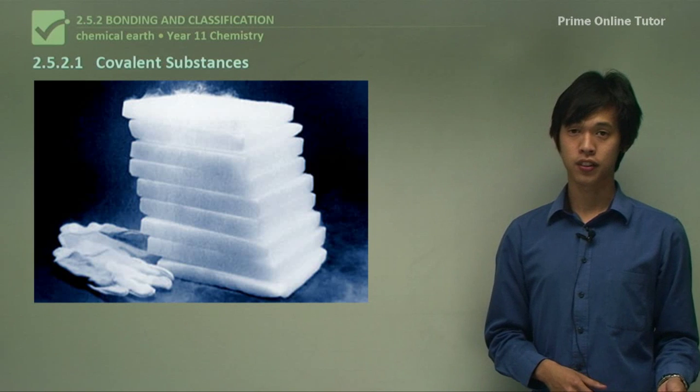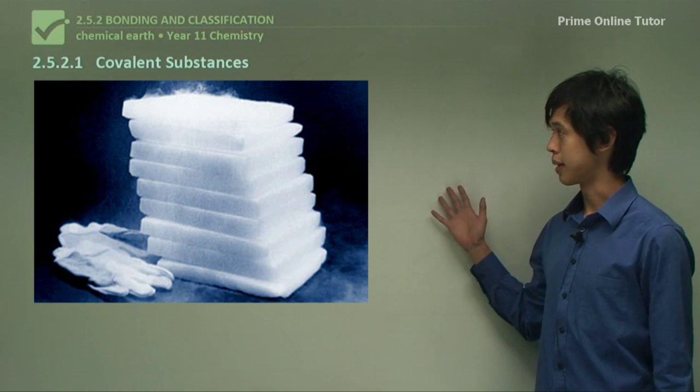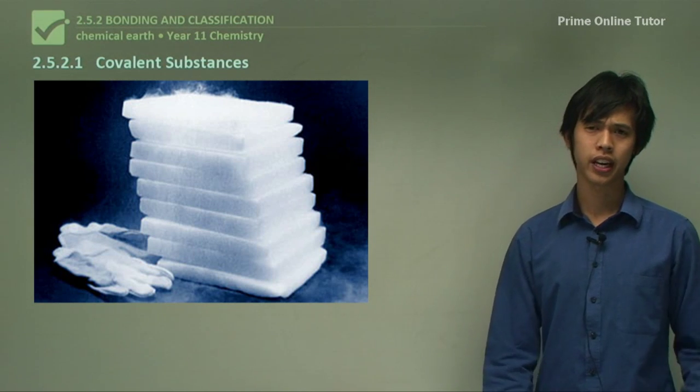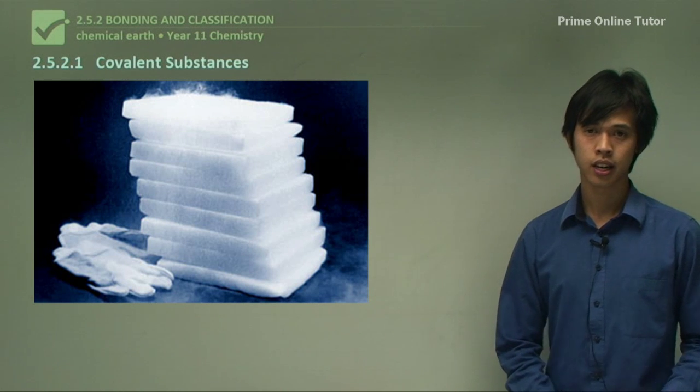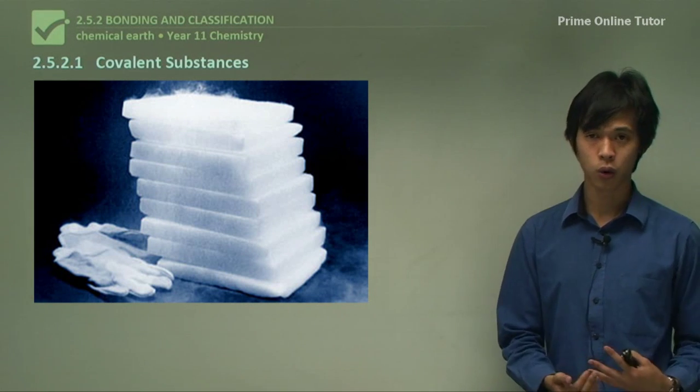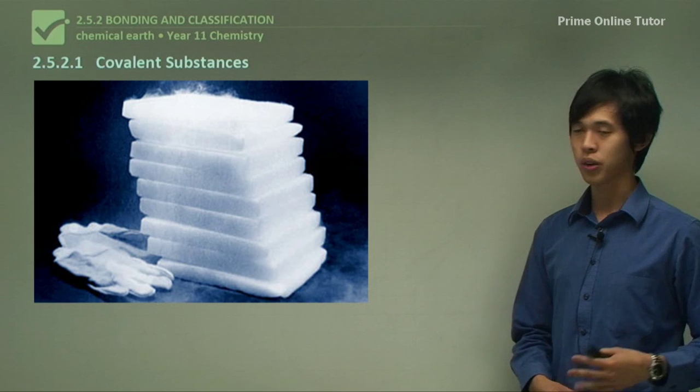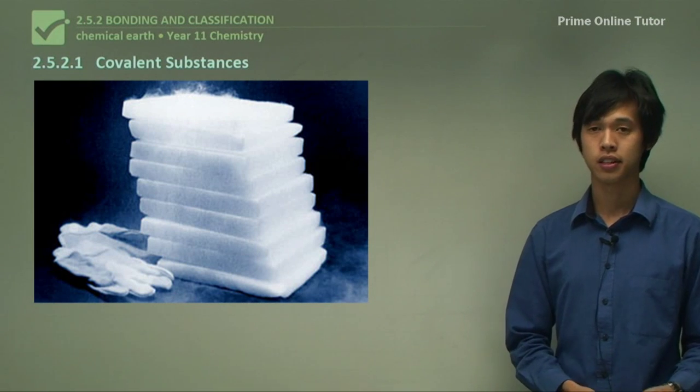Our first section for today is covalent substances. So we're going to look at what a covalent substance is, how covalent bonds form, and what the general properties of some of these covalent substances are.